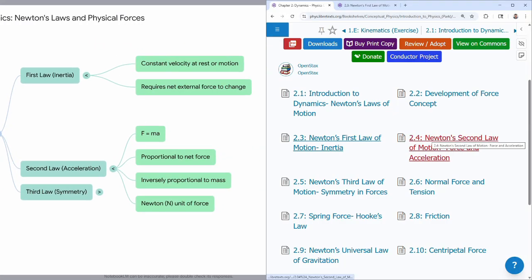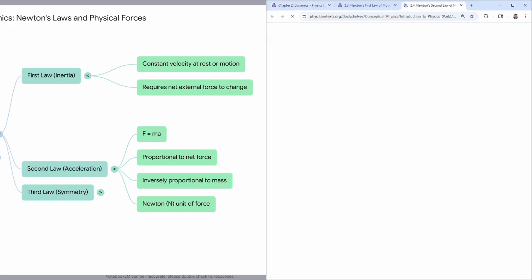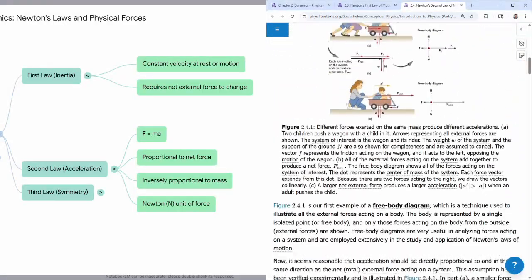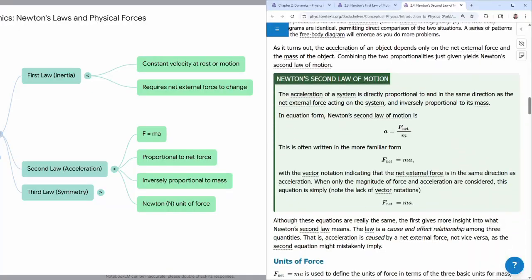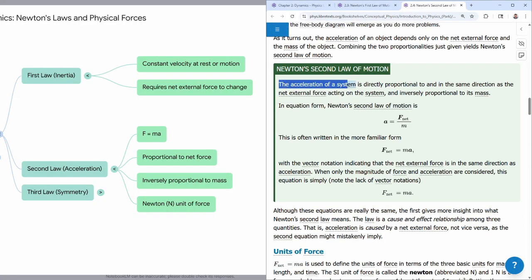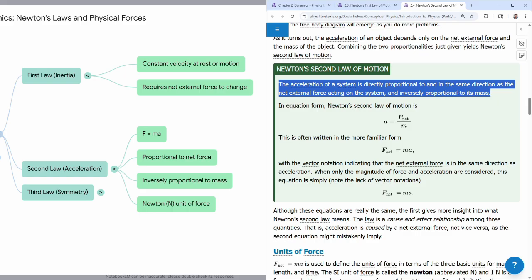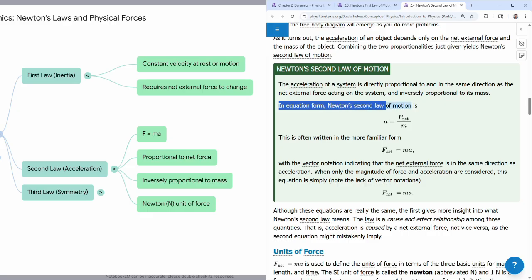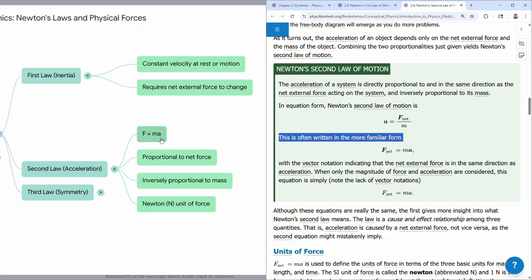You could say F equals ma, or as in your textbook, the acceleration of a system is directly proportional to, and in the same direction as, the net external force acting on the system, and inversely proportional to its mass. So in equation form, it would be a, standing for acceleration, is equal to F net, standing for net force, divided by m, standing for mass. Now, what you might have heard more popularly in culture is F equals ma. You're just solving it for the net force, F.